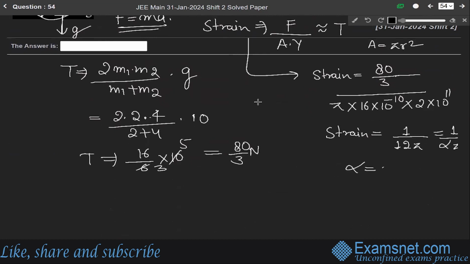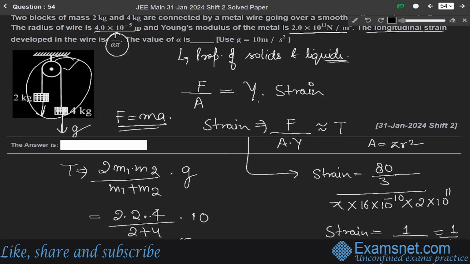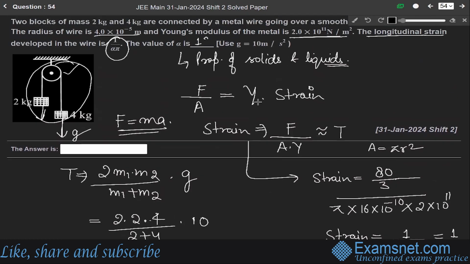So the value of alpha is 12. Okay, this is our answer. Value of alpha is 12.